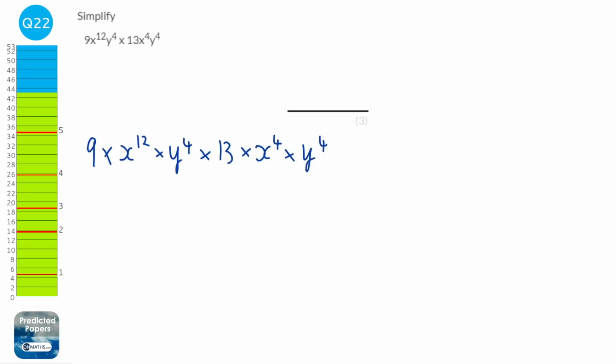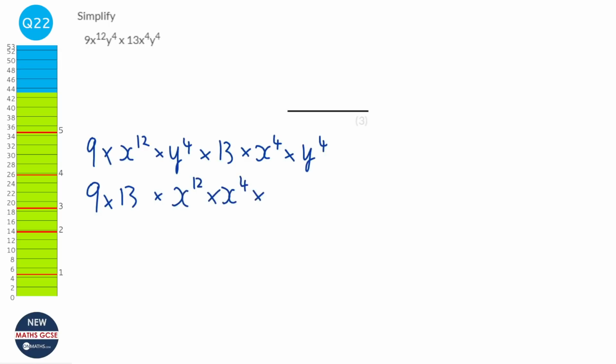And I'm going to reorder these to put the numbers together, first of all. And with multiplying, it doesn't matter which way around you do it, so I'm not changing anything. I'm going to put the x's together, and I'm going to put the y's together. So, first thing to do is 9 times 13, which is just 117.